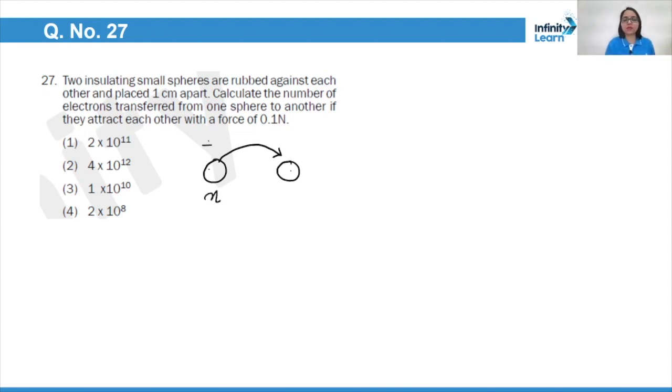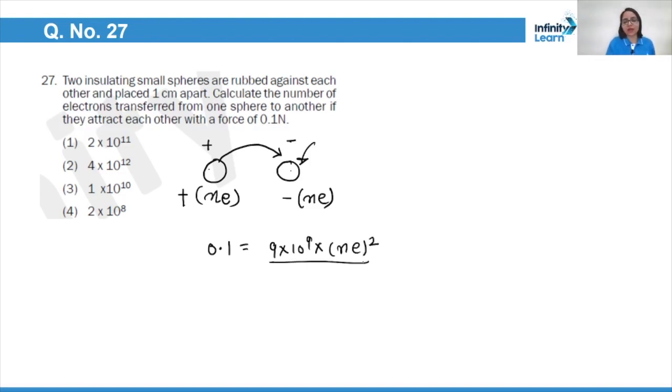So the charge on this will be positive, and it is equal to the loss of n electrons, which is plus Ne, and the other sphere gains electrons, right? And because of that, the charge on this sphere will be negative, and it is equal to the gain of n electrons. So it is minus Ne. Now, the force of attraction is given as 0.1, which is equal to 9 into 10 power 9 into Q1 Q2, which is Ne square divided by R square, where R is 1 centimeter. So it is 10 power minus 2 meter whole square, right?